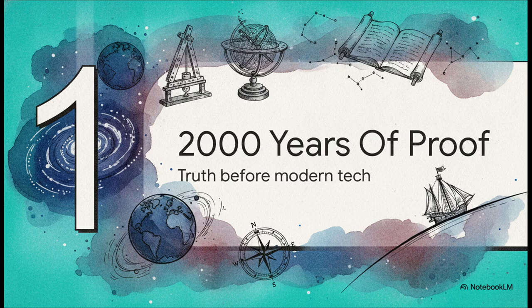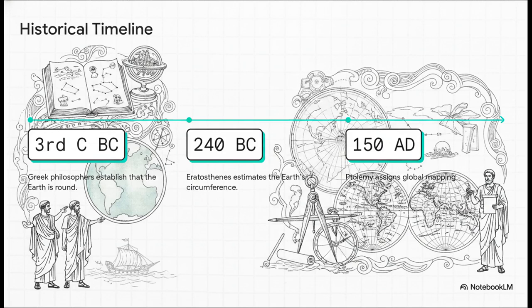Which brings us to section 1. 2,000 years of proof: how humanity found the truth without modern technology. It is incredibly awe-inspiring to look back and realize we've known this wasn't a flat disk way before satellites or the internet even existed. Way back in the 3rd century BC, Greek philosophers had already figured out the Earth was round. Then, around 240 BC, a Greek mathematician named Eratosthenes made the very first scientific estimates of the Earth's circumference.